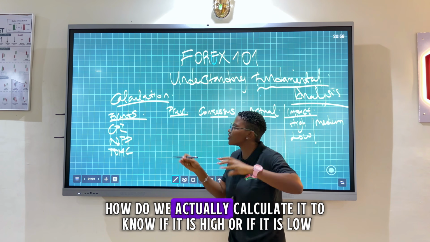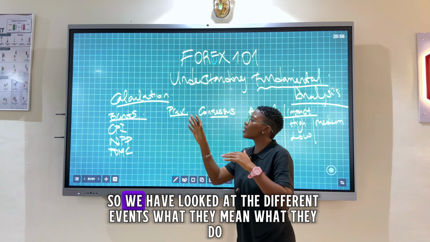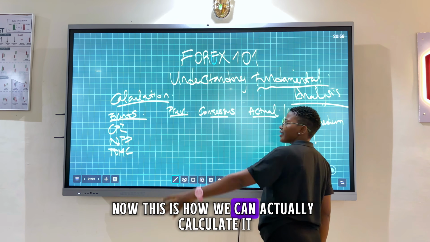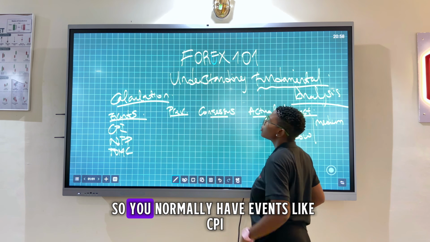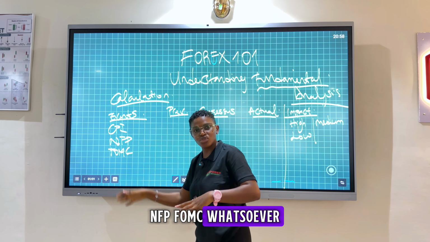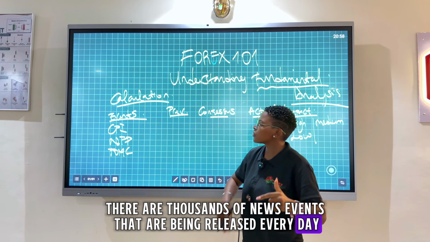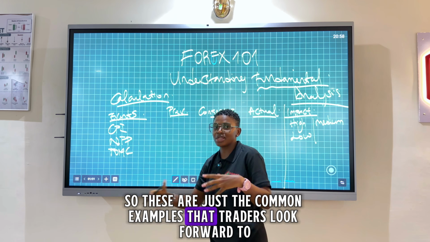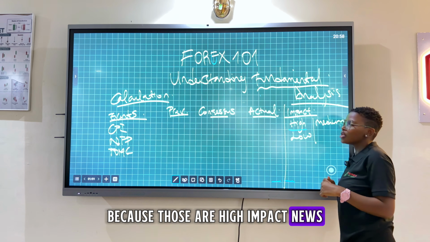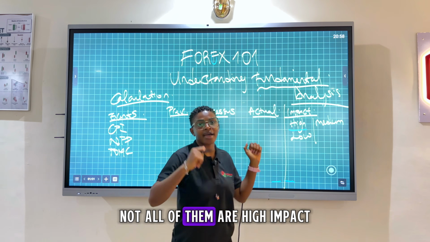Now, how do we actually calculate it to know if it is high or if it is low? So we have looked at the different events, what they mean, what they do. Now, this is how we can actually calculate it. You normally have events like CPI, NFP, FOMC, whatsoever. There are thousands of news events that are being released every day. These are just the common examples that traders look forward to because those are high impact news. So in as much as we have thousands of news events, not all of them are high impact.